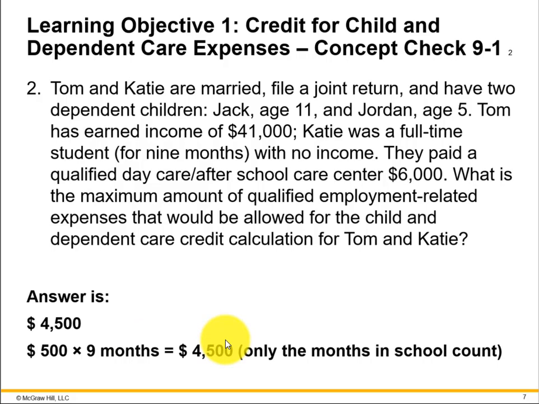Now, that's not the credit. Then we take that amount and multiply it by the credit percentage based on the AGI. But you could only consider 4,500 because that's her pretend income, if you will, as a full-time student for 9 months.